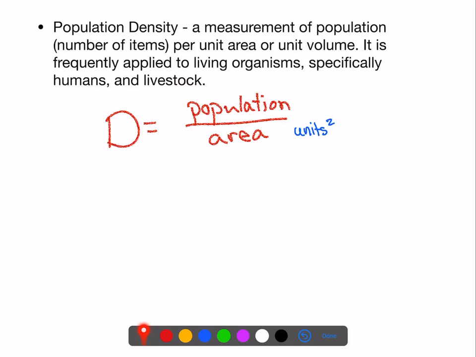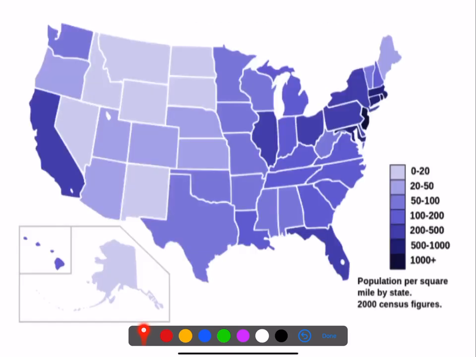But it has very many useful reasons to use it. So, looking at this, we have the population per square mile by state from 2000 census figures. Now, I looked at an updated version of 2013. There was not really much change from this population density image, except maybe Utah was a little bit less than it is currently, but you notice that not much has changed. So I just kept with the original image.